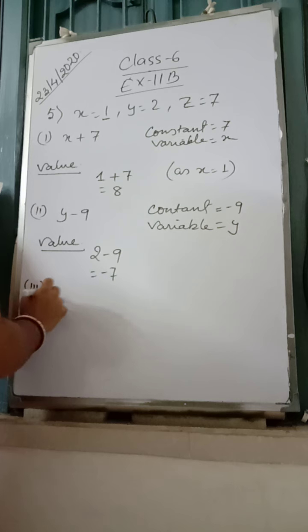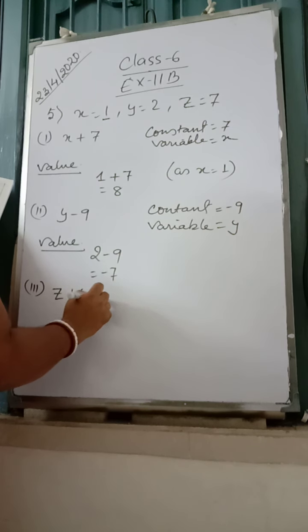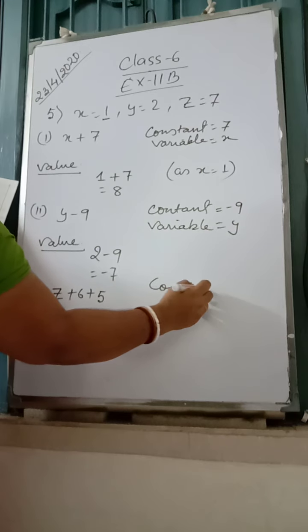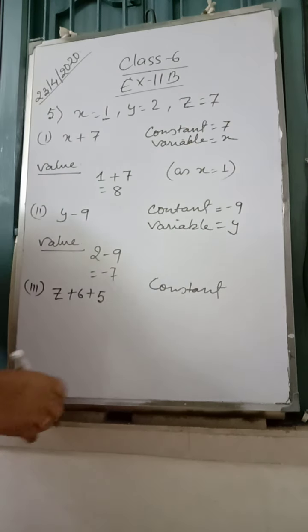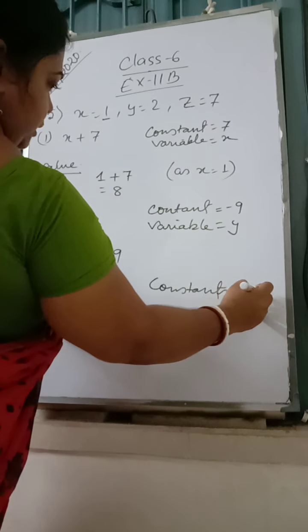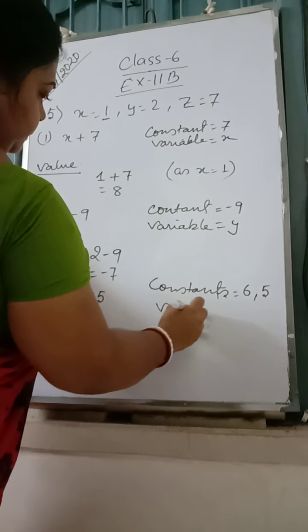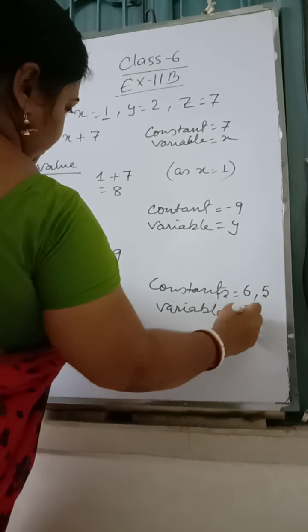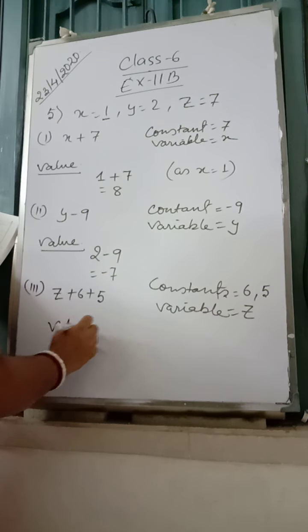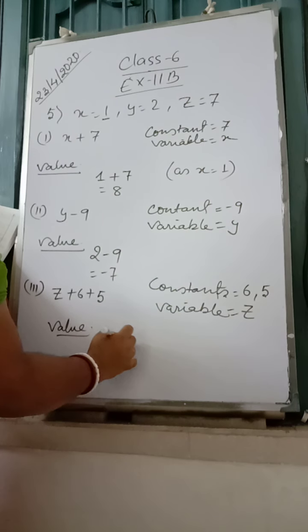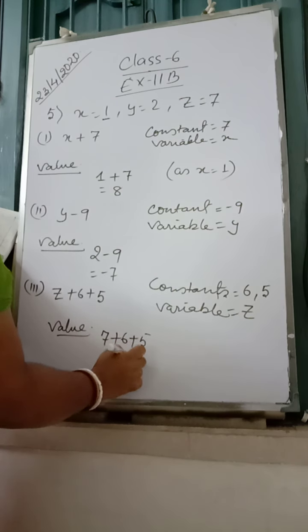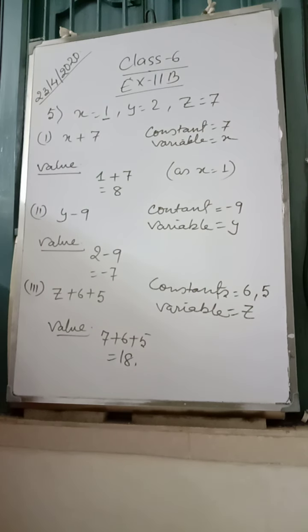Number 3: z plus 6 plus 5. So the constants are 6 and 5. Variable is z. So the value would be, z's value was 7, plus 6 plus 5, 18. In this way you have to solve question number 5. In the last 2 there is no constant, so we will not write constants. No constants, variables x, y, and no constants, variables x, y, z.